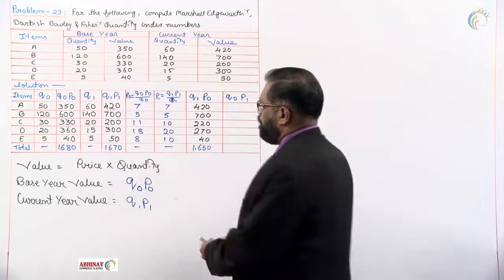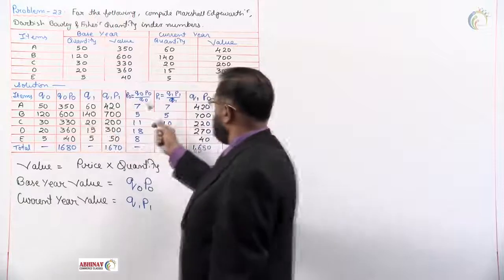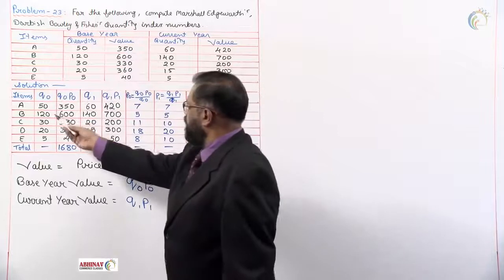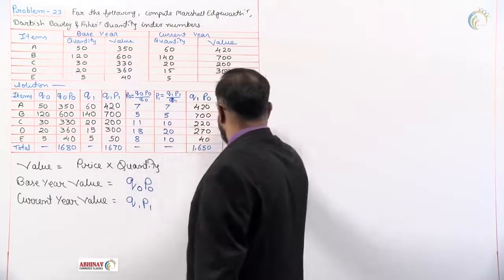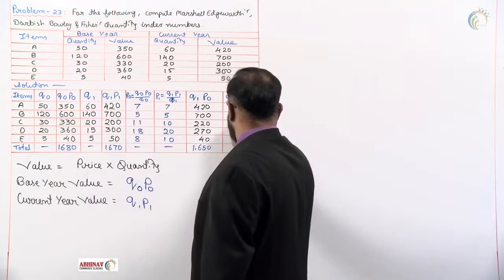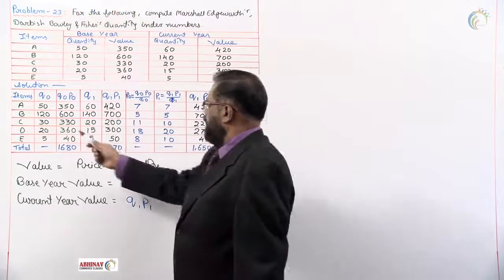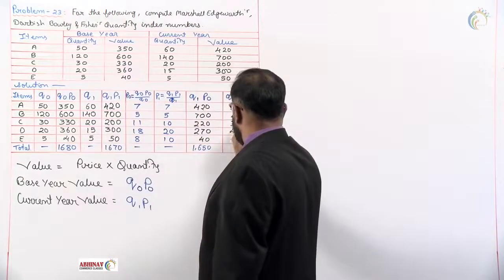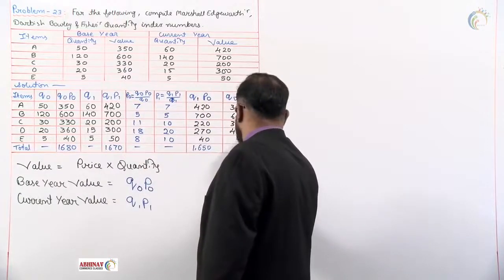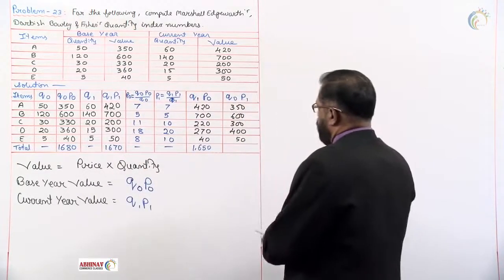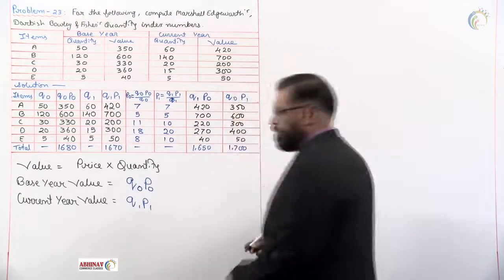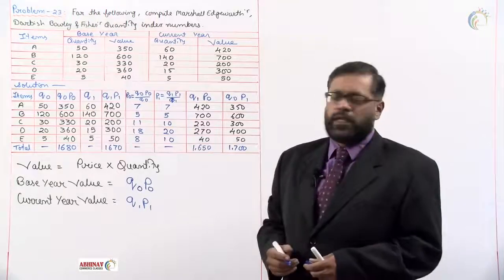Next, Q0 P1. 50 into 7. That's going to be 350. Then it's 120 into 5, 600. It's 30 into 10, 300. Then 20 into 20 is 400. Then it is 5 into 10, 50. And the total of Q0 P1 comes to 1700. Once the table is done, then let's see what they have asked.